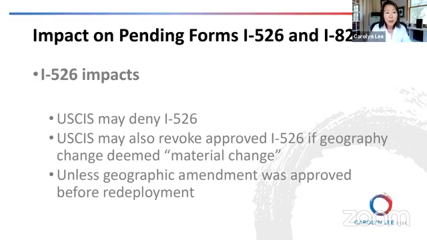So I-526 impacts. USCIS may deny the pending I-526 because the policy is effective now expressly on pending cases. USCIS may also revoke approved I-526s if the geography change is deemed a material change. I think there is a question on this as to the interplay between the new policy that's effective now and material change. For further discussion on that, see my earlier webinar. But the point is that USCIS may use deployment outside the original center geography to revoke I-526 petitions that have been approved, unless the geographic amendment was approved before the redeployment.